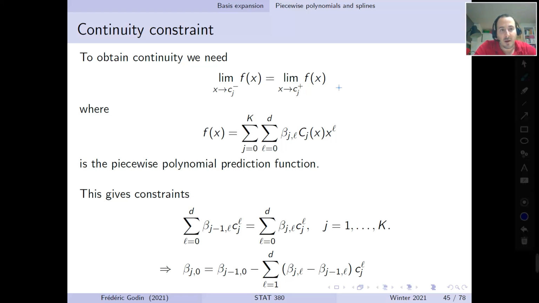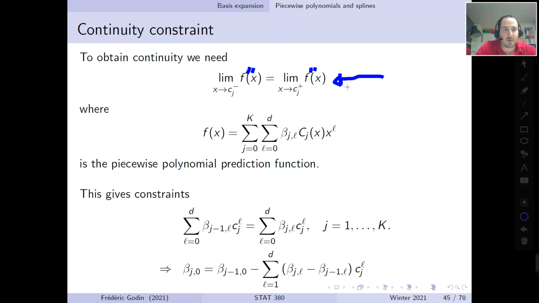Okay, so for the continuity, we had this constraint, but now what we have to do, if we want to have continuous first derivatives, is to have this, and for continuous second derivatives, we have to add f prime prime. The limit of f prime prime on the left side must be equal to the limit of f prime prime on the right side.